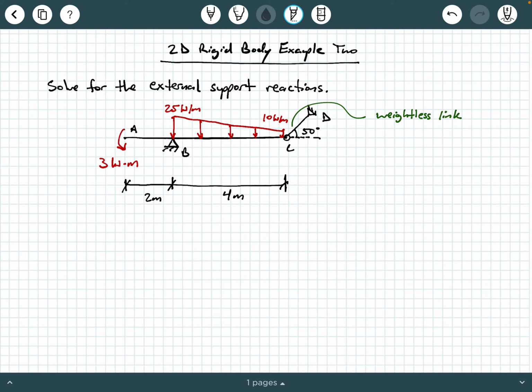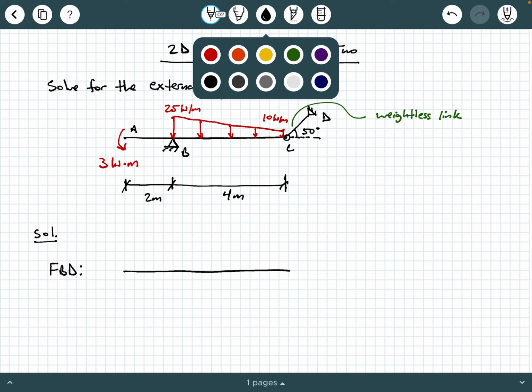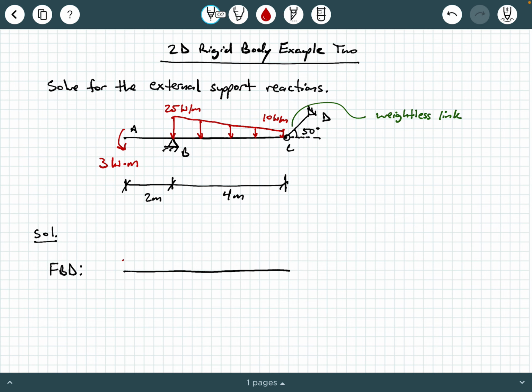So even though the directions say solve for external support reactions, you always want to get started with drawing a free body diagram of the system. So we're going to draw a free body diagram in which we show all of the known and unknown forces and moments acting on the system. So we know we've got the 3 kilonewton meters applied here.